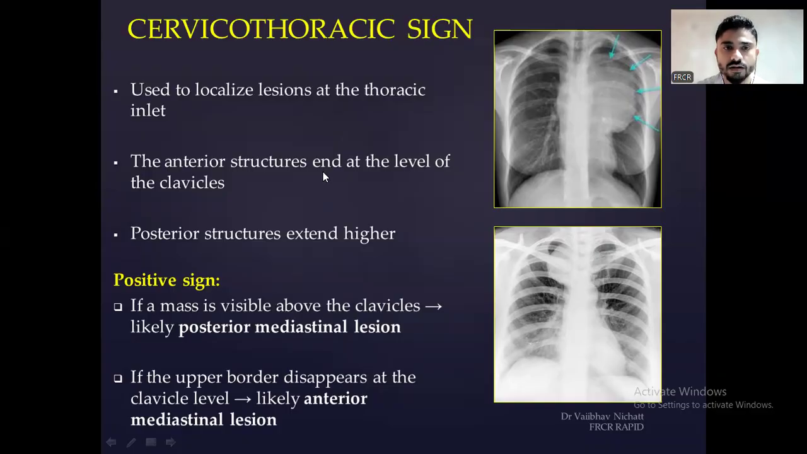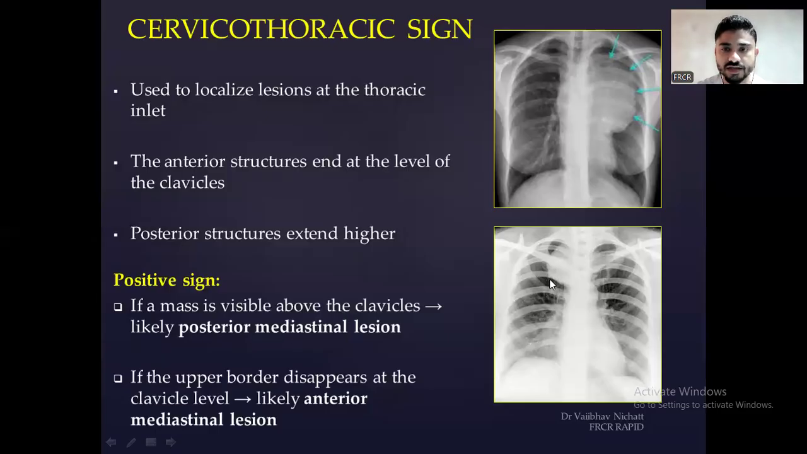The idea behind this is that the anterior mediastinum ends at the lower border of the clavicle. If you can still see the mass going up to the medial border of both clavicles, then the mass is situated in the posterior mediastinum. The posterior structures extend higher, while the anterior structure is limited by the medial ends of both clavicles. So when do you call the cervicothoracic sign positive? If the mass is visible above the clavicles, then it is most likely a posterior mediastinal lesion.